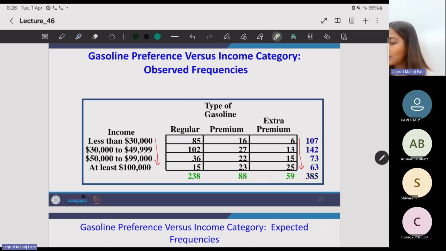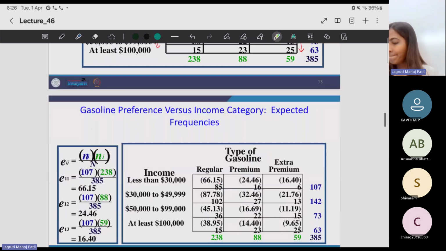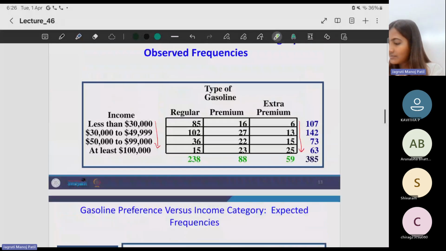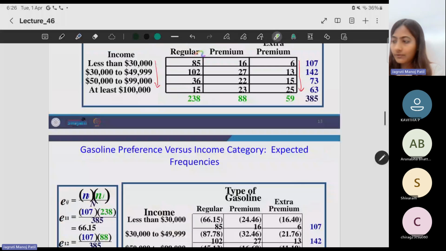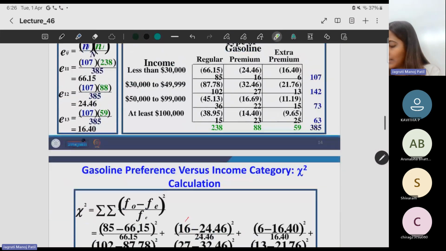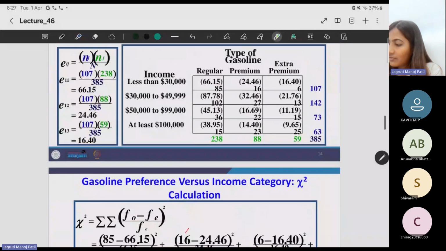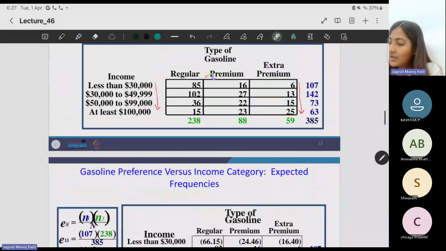So this is how you check how many variables there are, or what's the frequency of all your counts. Now, if you want to compute the frequencies, let's say for this value, you'll have 85 over here. If you want to find it for regular and for $30,000, you'll take this particular variable times this variable divided by 385. So you have 107 times 238 divided by 385. You compute it for all variables accordingly. And then this is the observed frequency and the expected frequency. The expected frequency is the value that you already computed. The observed frequency was the value that we had over here previously, which was given to us.